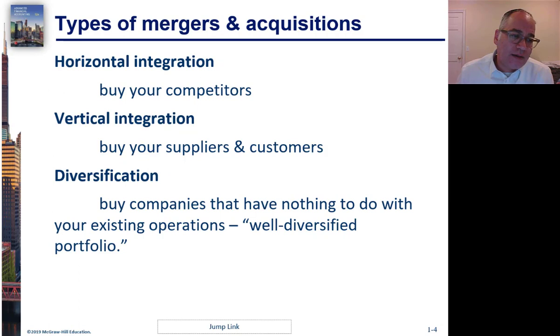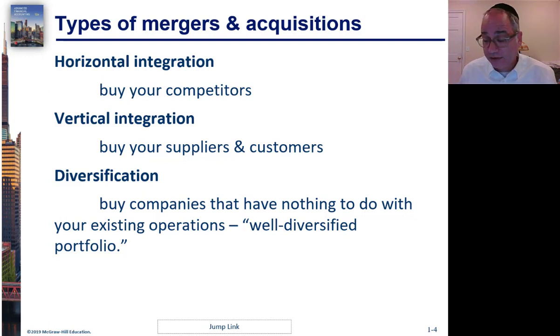Now, why do companies merge or acquire or expand? How do companies do this? There are basically three types. And I added this. I'm not sure if it's in the book or not, but I'm adding it. There's what's called horizontal integration. And if you took econ or management, you've probably seen this before. This is when you buy your competitors, like the example of the two banks.